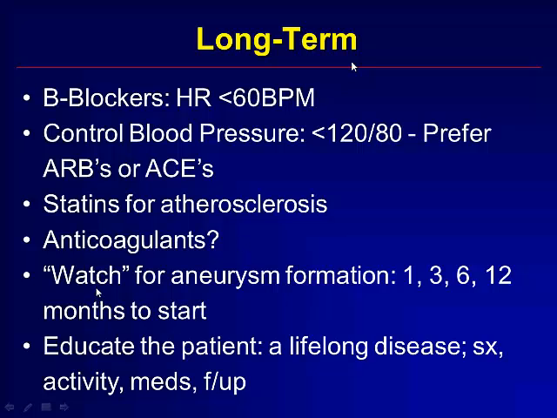And then this is very important. Watch for aneurysm formation at 1, 3, 6, and 12 months after they dissect. Some of these move early, and if you image at 6 months, you miss a chance of rapid expansion and rupture. Educate the patient this is a lifelong disease. They cannot run out of their medicines. You have to tell them that.